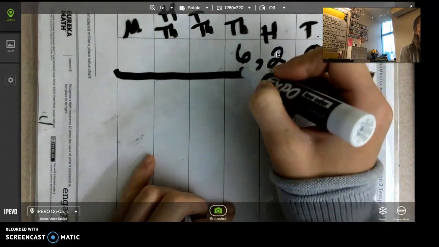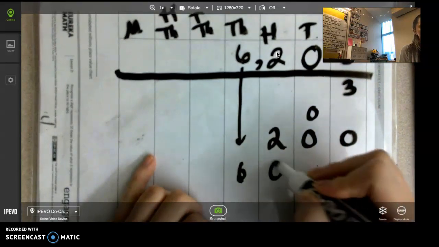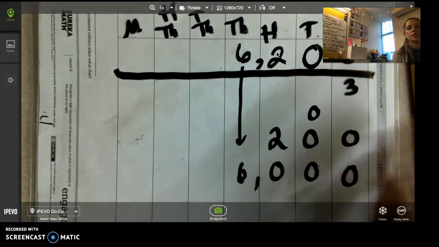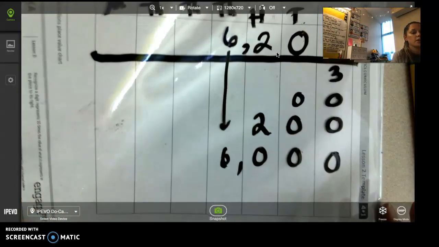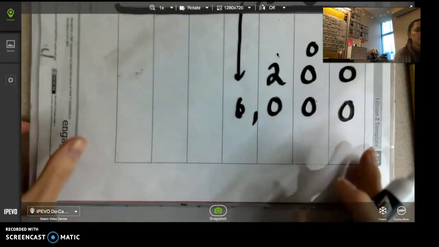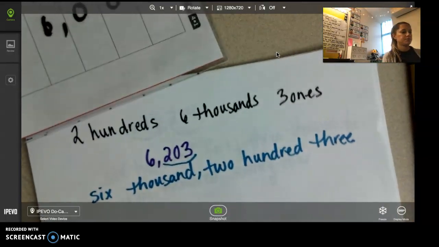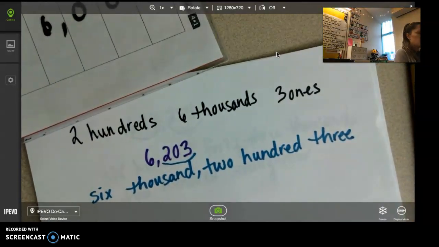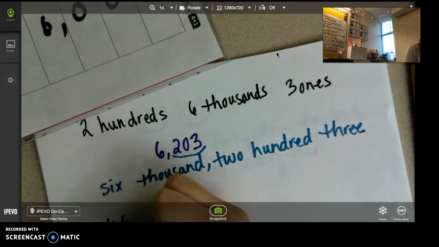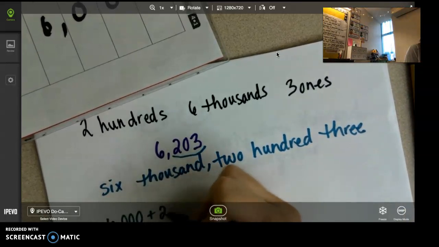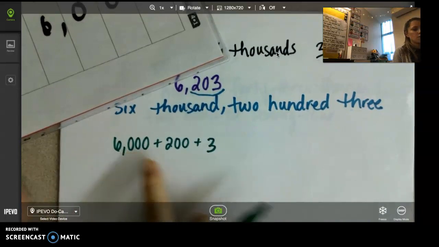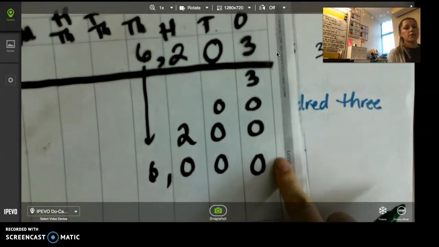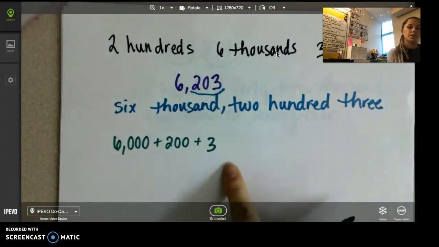200 and 6,000. Now some of you are just leaving it like this, but if you do that on your test, I will mark it wrong because you need to make sure you're taking each of these numbers now and you're writing it in this form. 6,000 plus 200 plus 3. So this would be incorrect and you would have to redo it, but this would be correct.